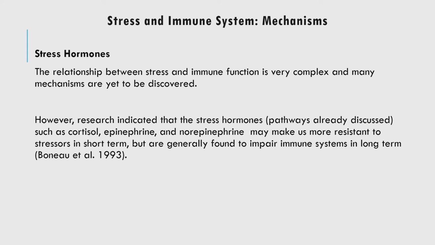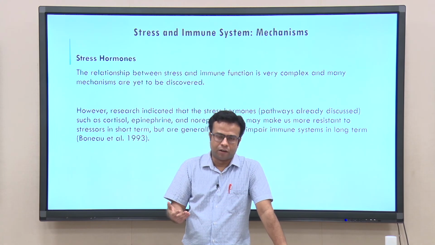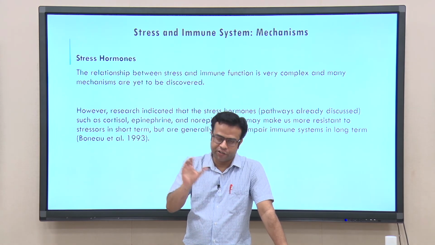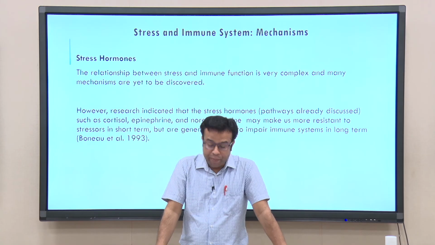Now the question is, what are the mechanisms by which stressful experiences impact our immune system? One obvious finding is that stress hormones are the linking mechanism between stress and immune function. The relationship between stress and immune function is very complex, and we still don't know most of it, but at least whatever we know shows there is an impact, and many mechanisms are yet to be discovered.